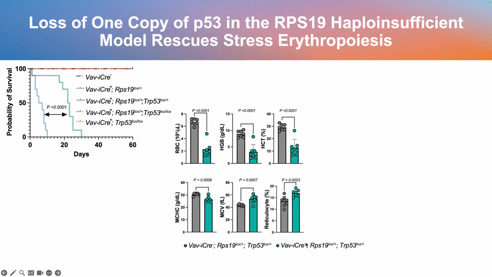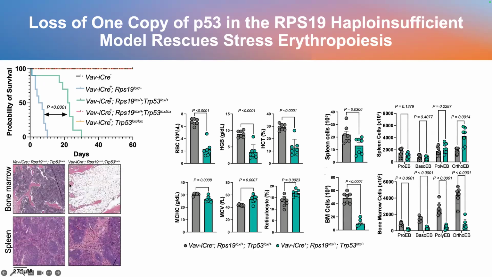This is the double heterozygous, okay? So you have one copy of RPS19 removed, one copy of P53. The mice are still microcytic, the blood count. However, they have more reticulocytes. So to me, it means that probably the spleen indeed is becoming erythropoietic. And it is. You have an increase in terminal differentiation.